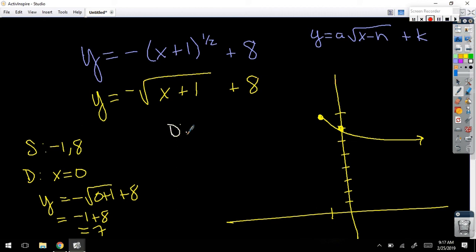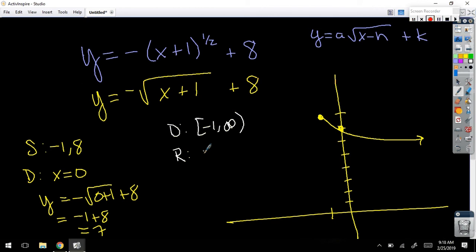How about the domain? So you always see the radical. Domain is negative 1 and up. How about range? The range, though, is... hold on. The range is what we're looking at. The range is infinity. It's going to infinity. Yeah, it's definitely bounded.